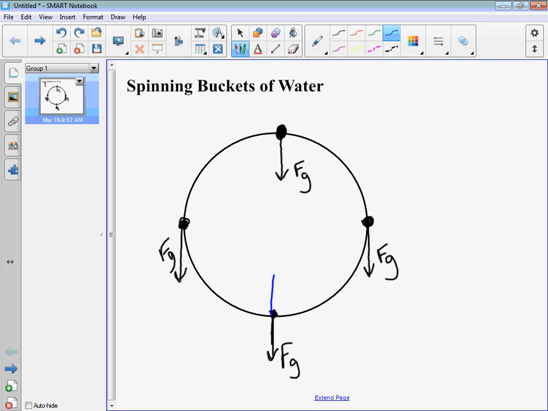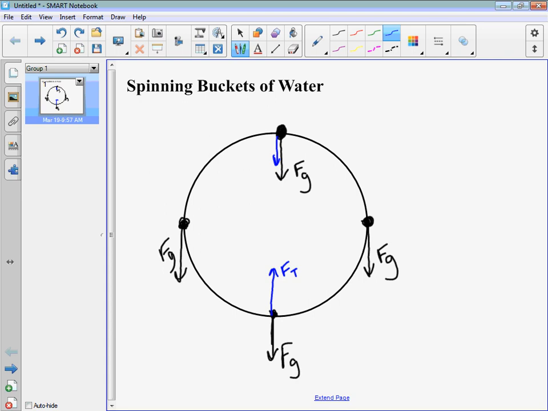Okay? Now, how big is this going to be? I don't know right now. I'll get back to the size of the tension force shortly. But I do know it's going up at the 6 o'clock position. What about at the noon position? It's going to be going downwards.